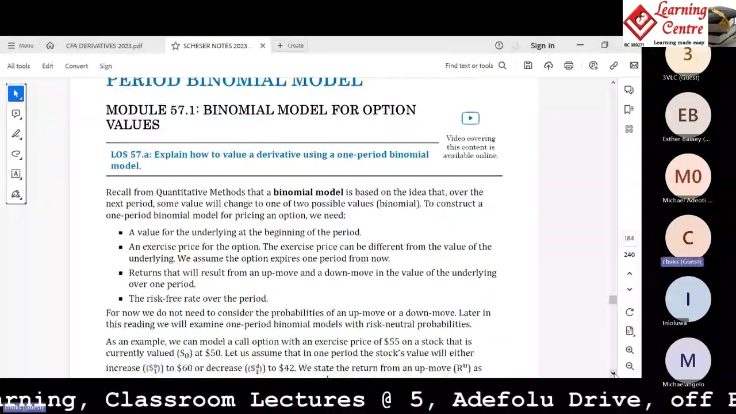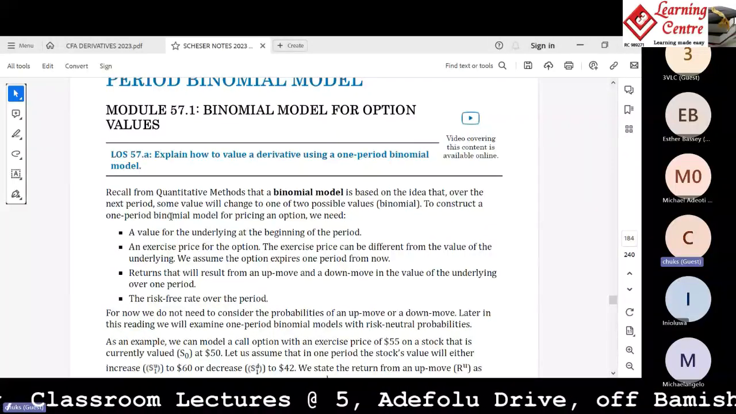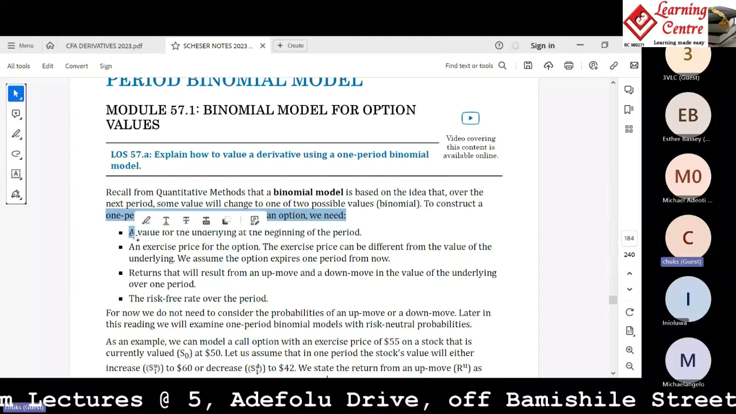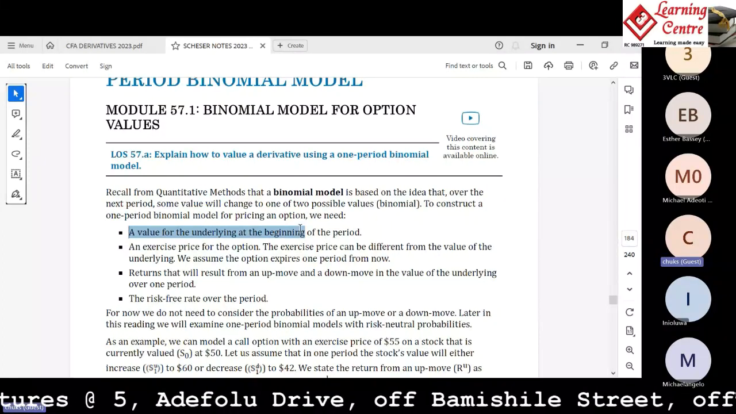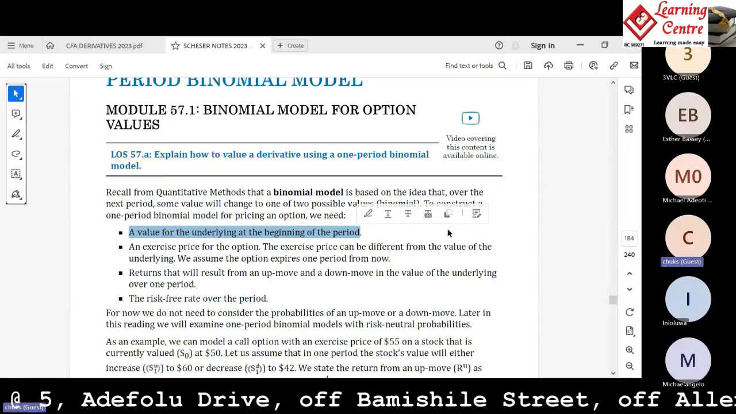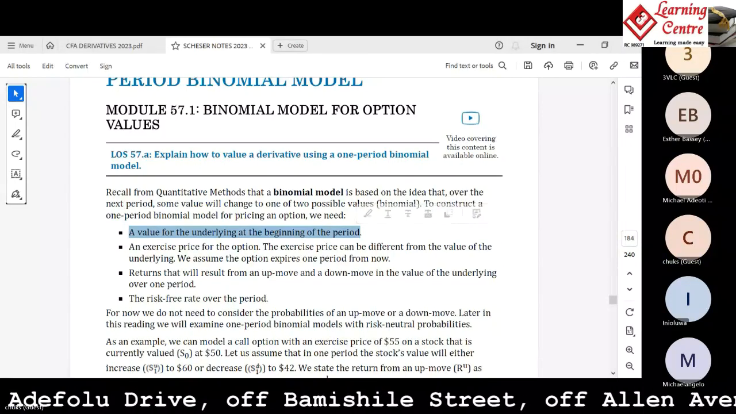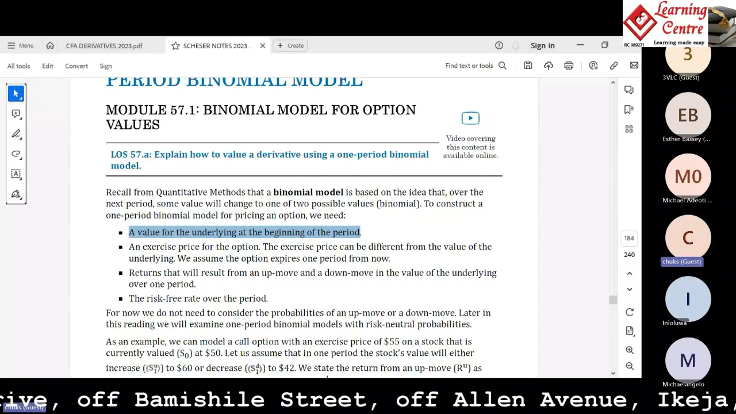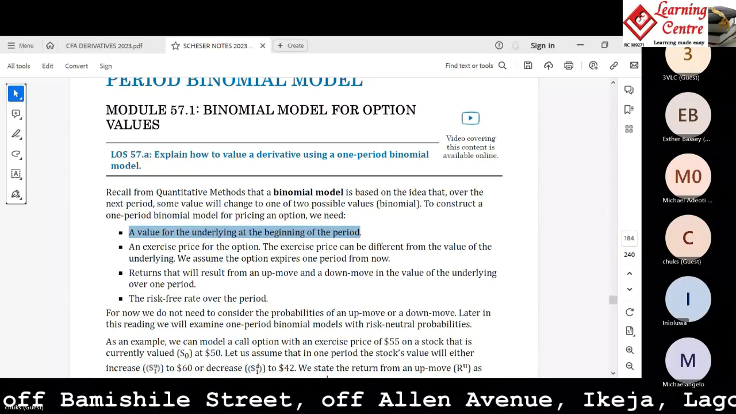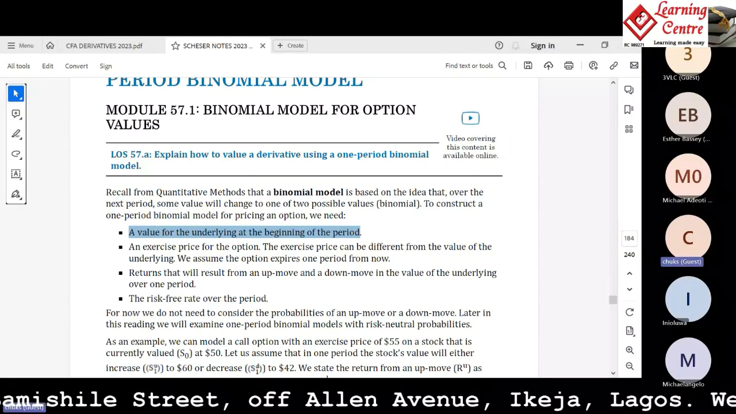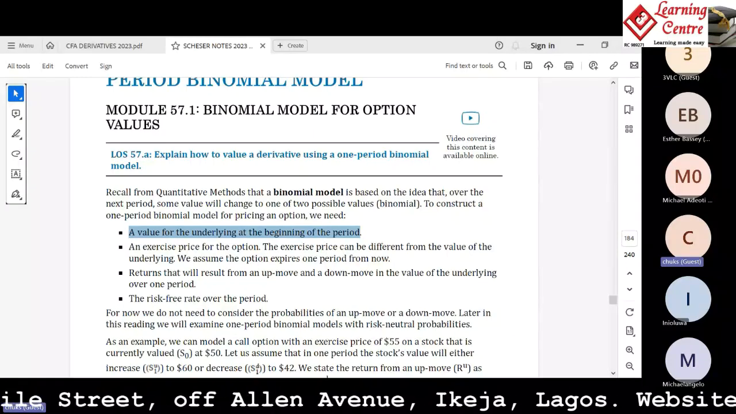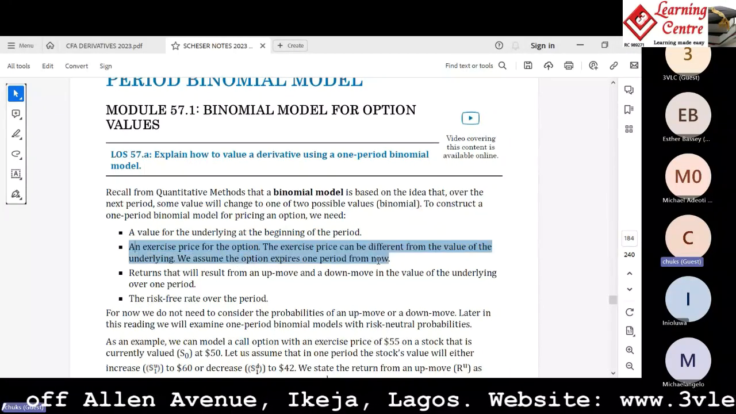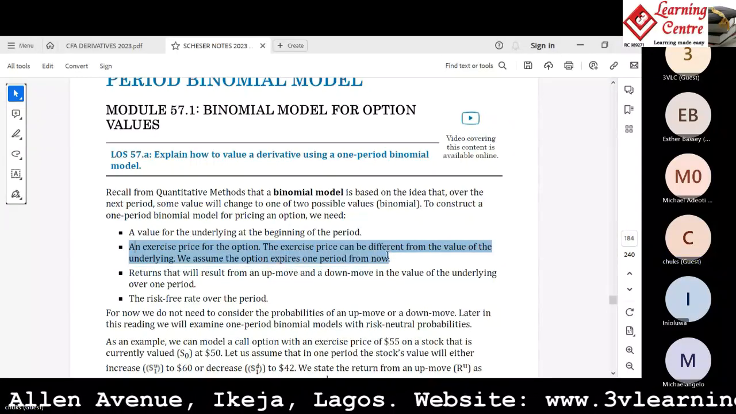So to construct a one-period binomial model for pricing an option, we need, one, the value for the underlying at the beginning of the period. That's what we call S0, if you remember, where we have the underlying and we say, okay, this is the value of the underlying today. Then the second thing is the exercise price for the option.